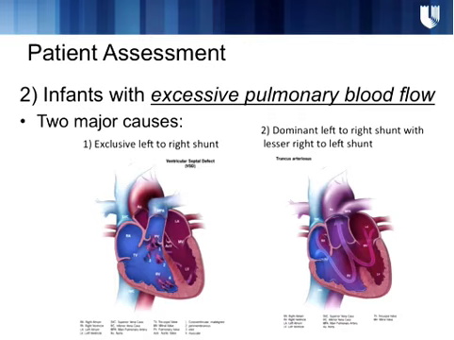However, if there is a hole in between the ventricular septum, in between the left ventricle and right ventricle, with the left ventricle being a higher pressure chamber, more blood will cross the ventricular septum from the left ventricle into the right ventricle, as it's the lower resistance circuit, and this will result in excessive pulmonary blood flow.